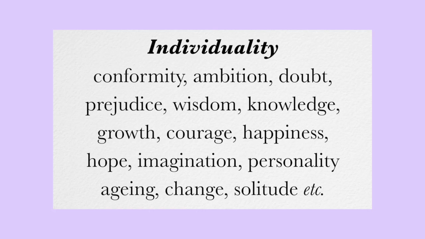And the final one that I think probably covers honestly the most of Task B is individuality and all of that encompasses it. There are a number of themes that you could put under this larger umbrella. The main ones that I can think of are conformity, ambition, doubt, prejudice, innocence, childhood, aging, wisdom, knowledge, growth, courage, happiness, hope, and imagination.